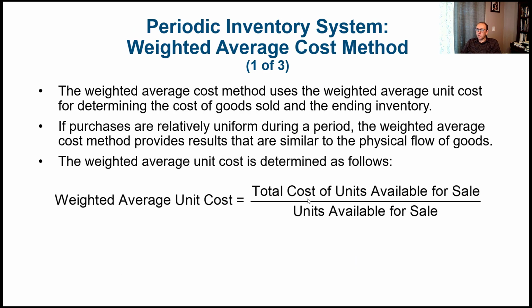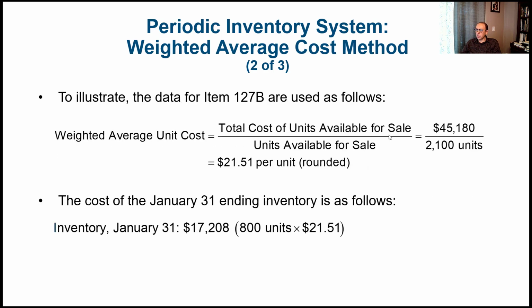The weighted average cost method uses the weighted average unit cost for determining the cost of goods sold and the ending inventory. In this case, we don't call it a moving average because it's one average for the entire period. So if purchases are relatively uniform during a period, the weighted average cost method provides results that are similar to the physical flow of goods. The weighted average unit cost is determined as follows. We get the total cost of units available for sale divided by units available for sale. And in this case, the total cost was 45,180 divided by the 2,100 units that we have, and that would lead us to a rounded value of 21.51.